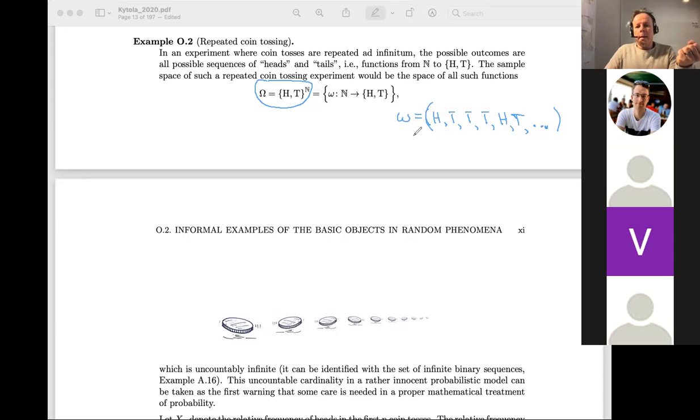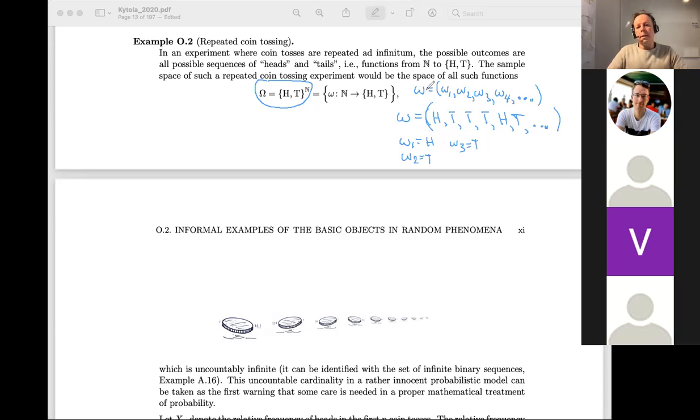and this set of infinite sequences is denoted by the set to the power N. It means all maps from N to the values H and T. So we could think that omega of 1 is equal to H, omega of 2 is equal to T because the second was T, omega of 3 is equal to T because the third outcome was tails, and so on. So we can also write omega as a sequence of omega 1, omega 2, omega 3. We number the members of this sequence omega in this way.